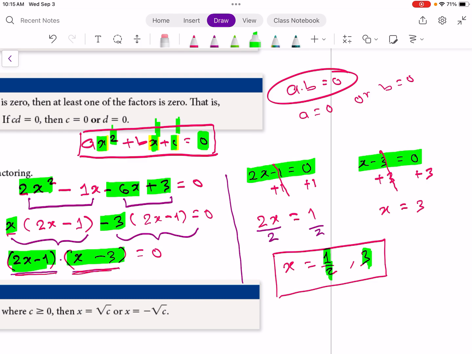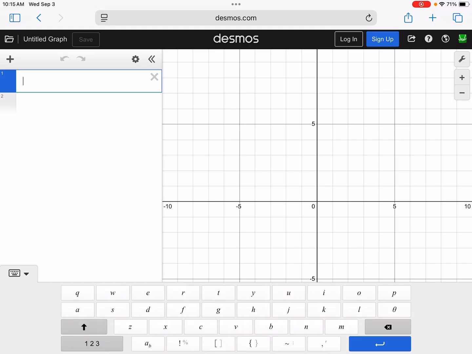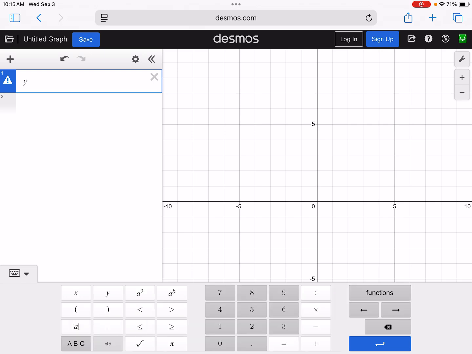Now what does it mean if we are looking at the graph for this expression? Okay, now let's see on the graph. Do you have any questions on this part? Okay, so here let me write down my equation. So let me call it y. y equals 2x squared minus 7x plus 3, right?